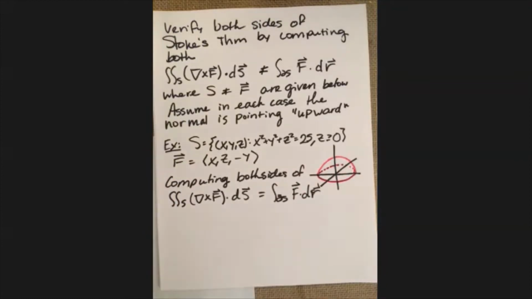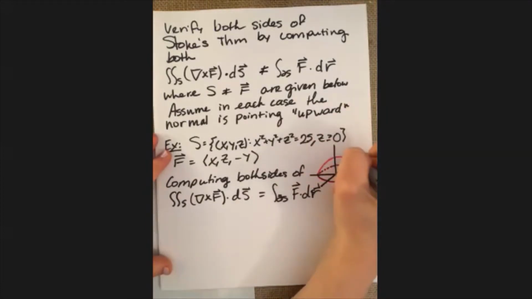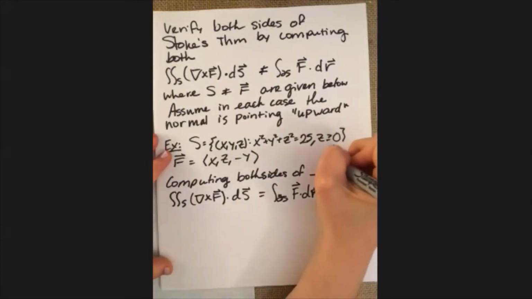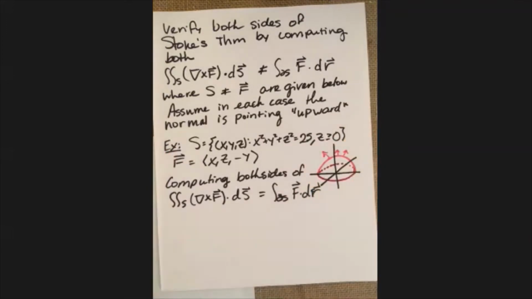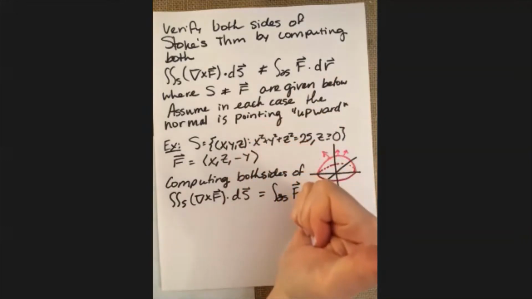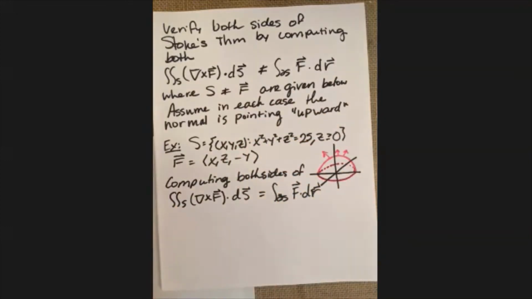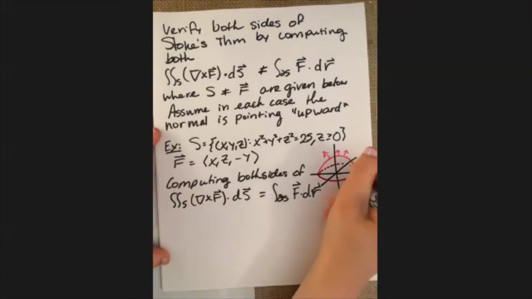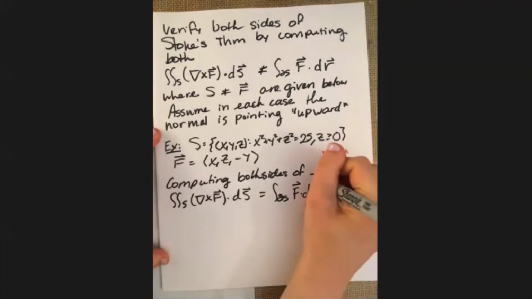So on the dome, I want my normal to be pointing upward, something kind of like that, maybe. So that means that I want my normal vector pointing upward. So then I need my hand to curl in the counterclockwise direction. So I'm going to want counterclockwise orientation for my disk.